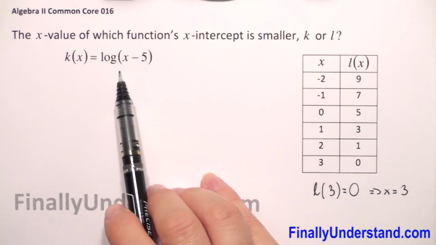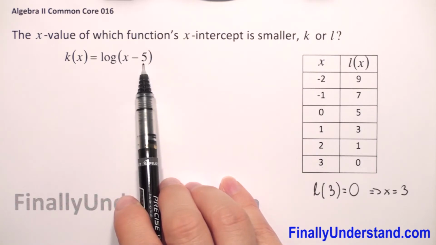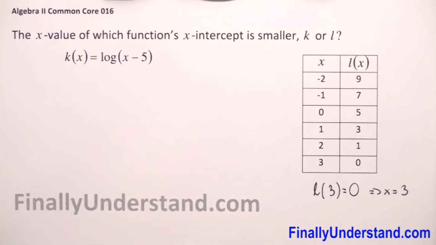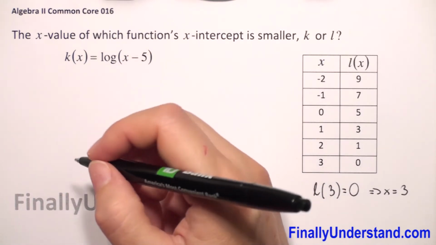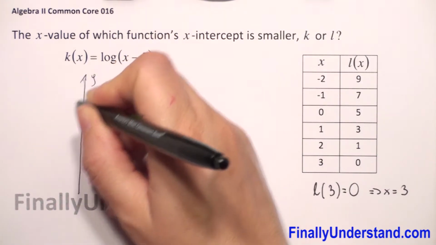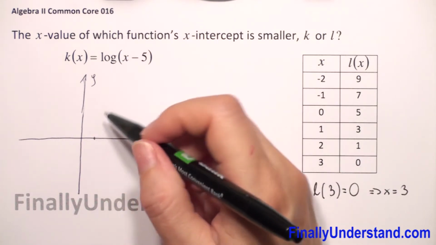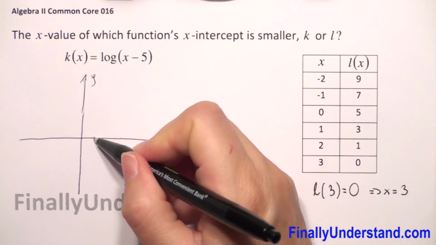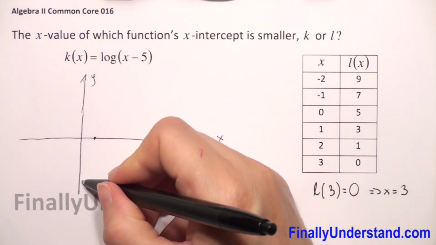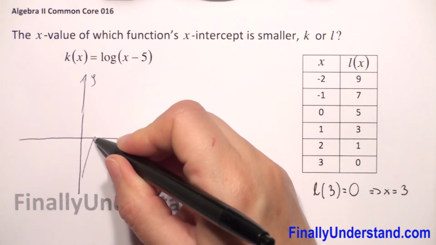We have a logarithm function. The base is 10 and we have x minus 5 in parentheses. So first it's good to draw the graph of the log of x function. We have the xy plane. The log of x passes through 1. The base is 10, so our function is going up.